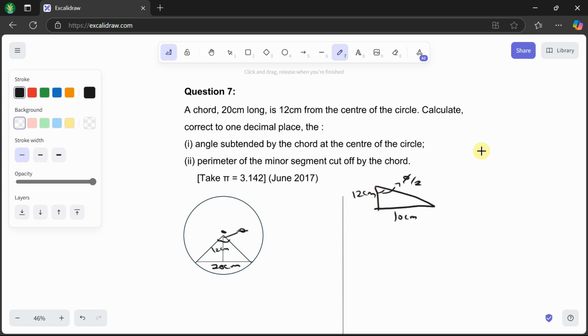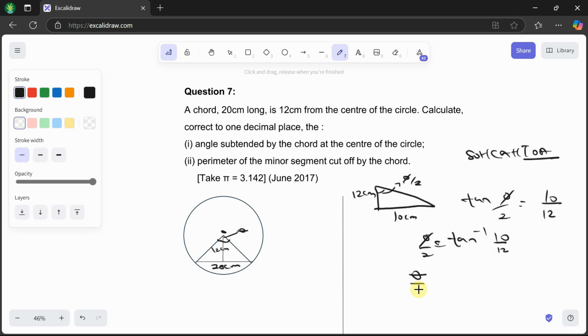So we know from our SOHCAHTOA, right? We've talked about this when we're discussing the video on lengths. From the SOHCAHTOA, this is opposite the angle and this is adjacent to the angle, so that will be tan. So we could say tan theta over 2 is equal to, the opposite is 10, that will be 10 over 12. So theta over 2, if you want to find the angle, that will be tan inverse of 10 over 12.